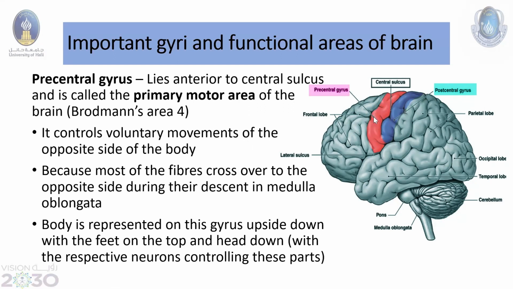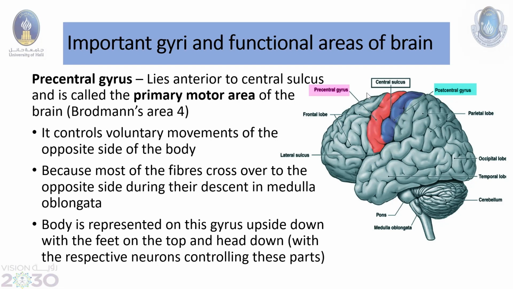As I was telling you about the fibers, they cross towards the opposite side, and that is called decussation. For motor fibers, it is called motor decussation. For sensory fibers, we'll see later. That will be called sensory decussation, which takes place in the medulla oblongata.